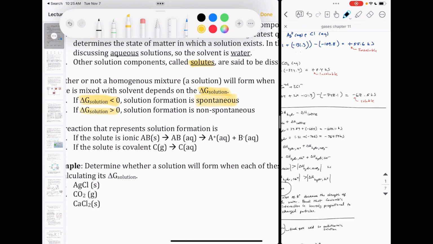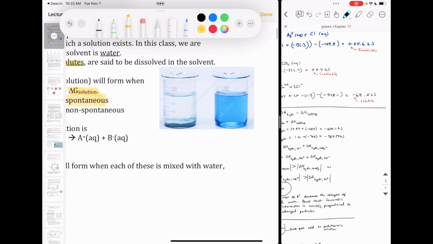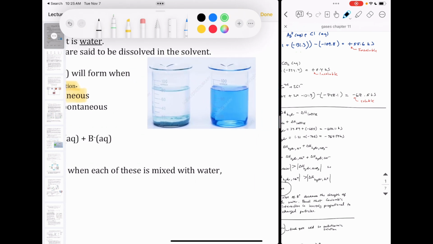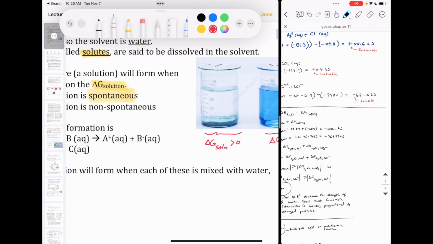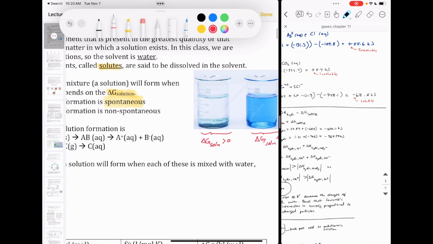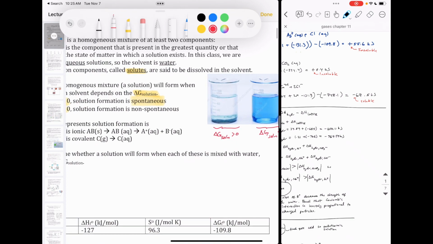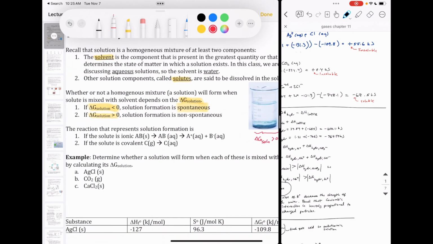If the delta G of the solution formation is positive, then the solution formation is non-spontaneous, which means it's not going to form. So if you look at the picture on the right, this picture right here will be when your delta G of the solution is negative, and then this one right here will be when your delta G of solution is positive. Now the question then becomes, how do we calculate the delta G of solution? What reaction should we focus on that corresponds to a reaction where a solution is formed?